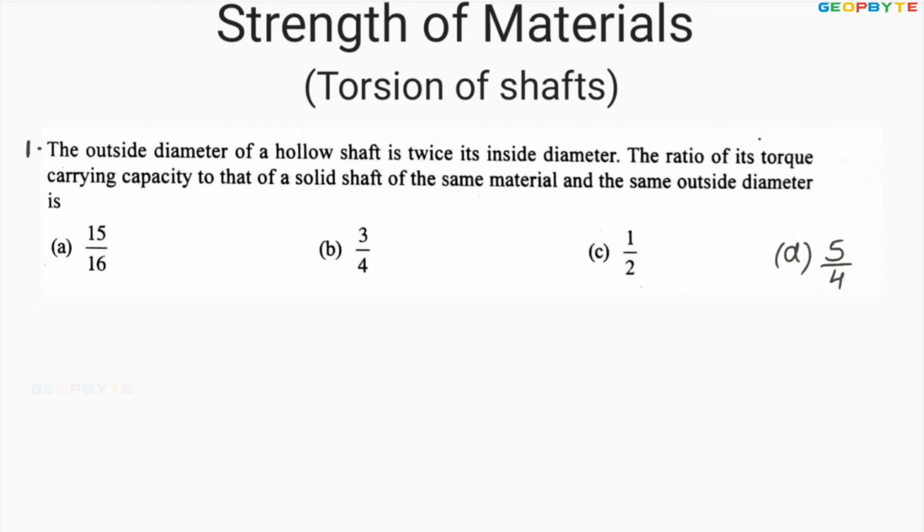Let us take the very first problem. The outside diameter of a hollow shaft is twice the inside diameter. The ratio of the torque carrying capacity to that of a solid shaft of the same material and the same outside diameter is given like this.